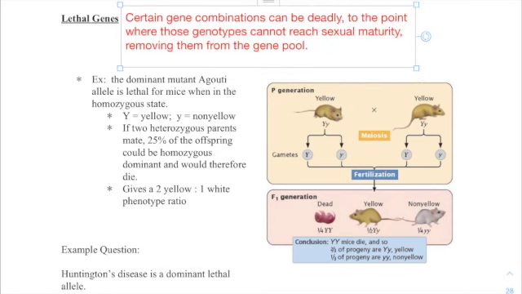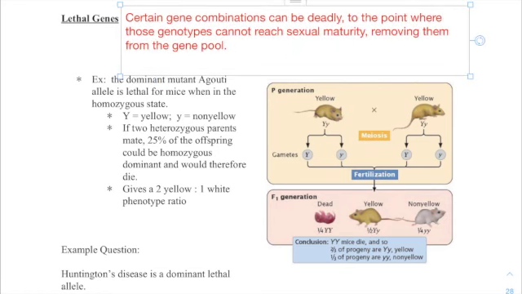So this changes the ratio, because the result is going to be that when you look at your offspring, you'll be missing some, and you might not even realize that you're missing them because the gene combinations are so deadly.